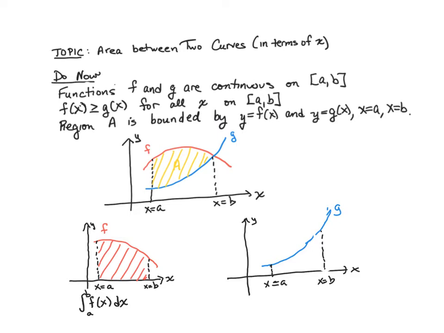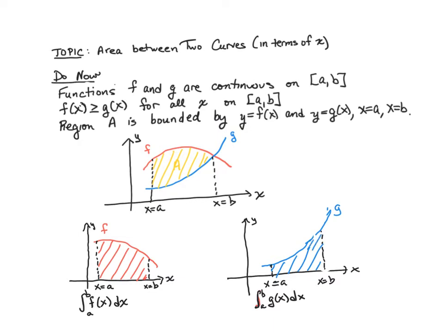And the definite integral from a to b of g of x dx would represent the net area from the graph of g bounded by the two vertical lines x equals a and x equals b and the x-axis. So it would be this region.